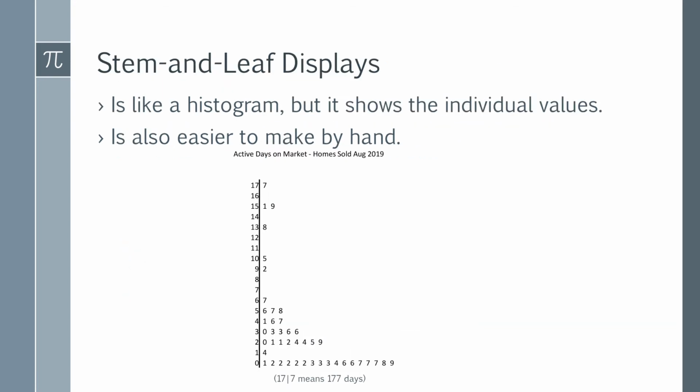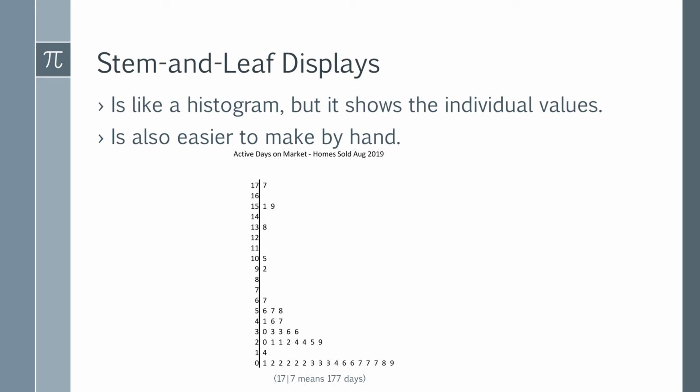So next we're going to look at a stem and leaf display. A stem and leaf display is similar to a histogram, but it shows the individual values. It's also easier to draw by hand than a histogram is. The way that you would read this is the same data we were looking at before, and if you remember, there were 2 homes that were on the market between 150 and 159 days. So if you follow this left column down to where you see the 15, and then look out to the right of it, there's a 1 and a 9.